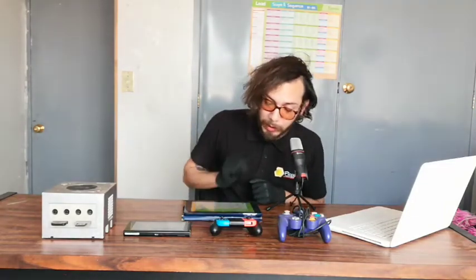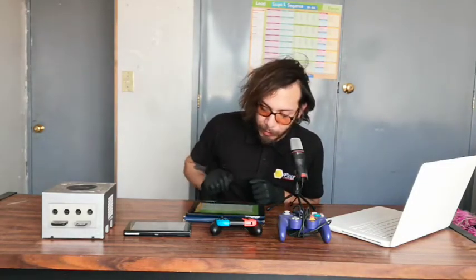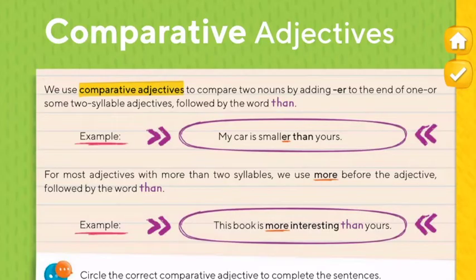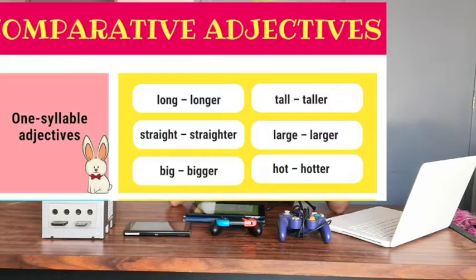Okay class, we are on page 98. Let's read together. Comparative adjectives. We use comparative adjectives to compare 2 nouns by adding er to the end of one or some 2 syllable adjectives followed by the word than. Example, my car is smaller than yours. Alright class, super simple. So for adjectives with 1 or some with 2 syllables, you are going to add er at the end and than.